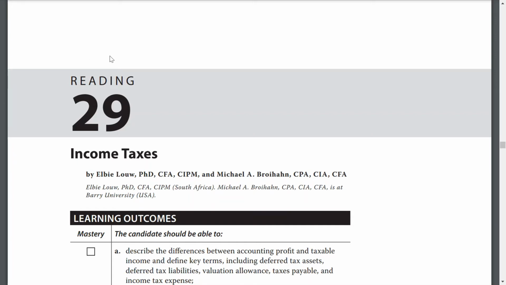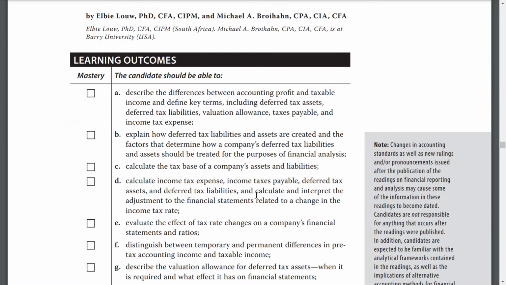Okay, now reading 29 on income taxes. Learning outcomes. The candidate should be able to describe the differences between accounting profit and taxable income and define key terms including deferred tax assets, deferred tax liabilities, valuation allowance, tax payables, and income tax expenses. Explain how deferred tax liabilities and assets are created and the factors that determine how a company's deferred tax liabilities and assets should be treated for the purposes of financial analysis.